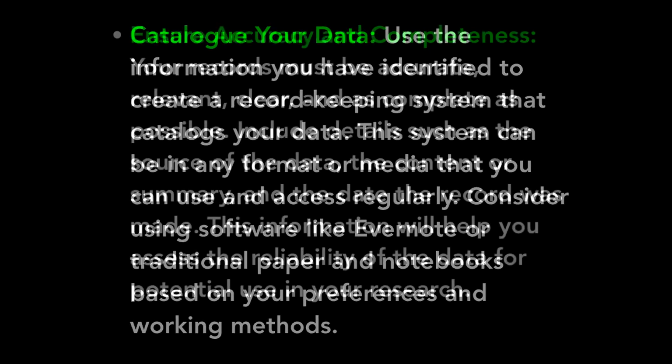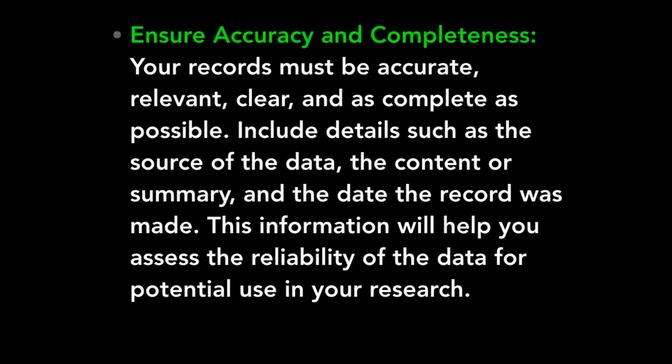Next, we ensure accuracy and completeness. Your records must be accurate, relevant, clear, and as complete as possible. Include details such as the source of the data, the content or summary, and the date the record was made. This information will help you assess the reliability of the data for potential use in your research.